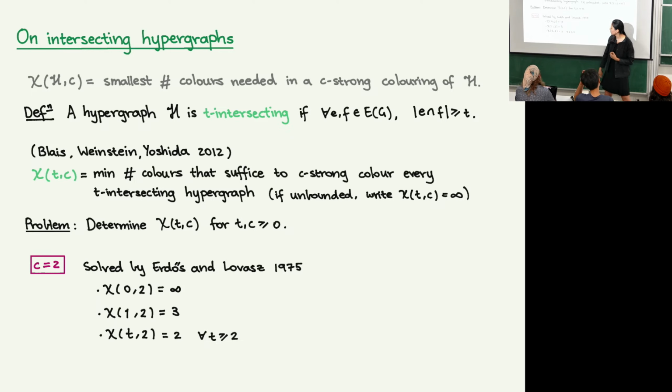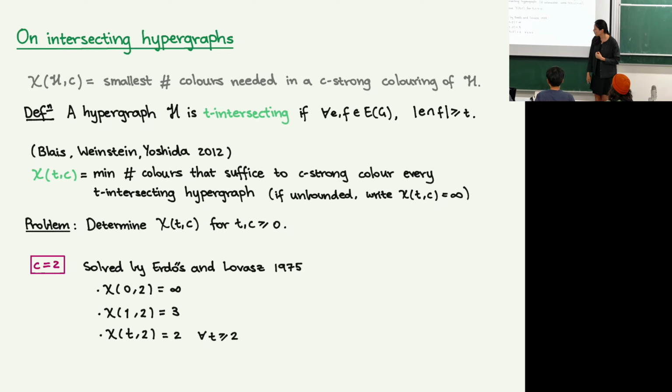Second one, chi_{1,2} equals 3. This one's also easy. What I do is I take an edge, let it be minimal in containment. I'll color it 1 and 2 inside, and every other vertex will be colored 3 outside. Then, because it's intersecting, I'm going to get 2 colors always. So that's how you prove 3. And you do need 3 because we have just triangles, for instance.